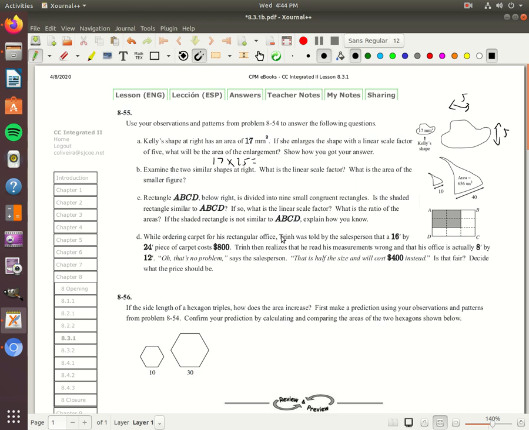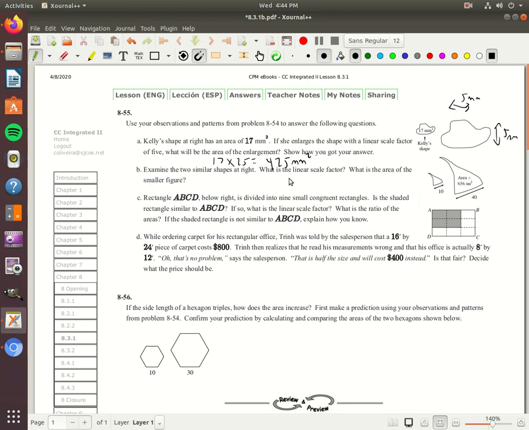I think it ends up being 425, but I have a calculator right here. I'm going to confirm that. And it is 425. So we would get 425 meters squared. And again, that's because it's 5 times bigger in this direction and 5 times bigger in this direction, so 25 altogether. And then we'd have to multiply by the original 17.